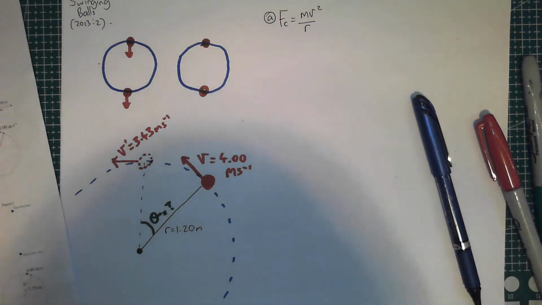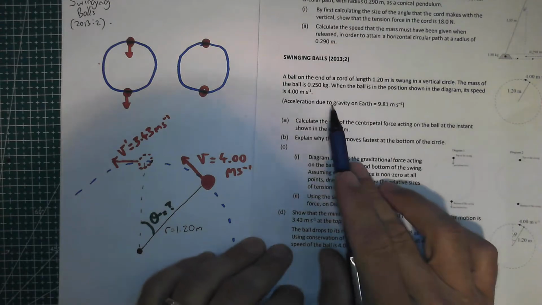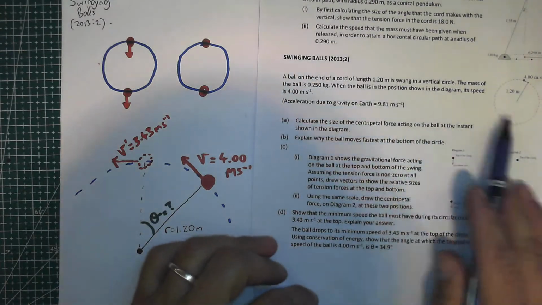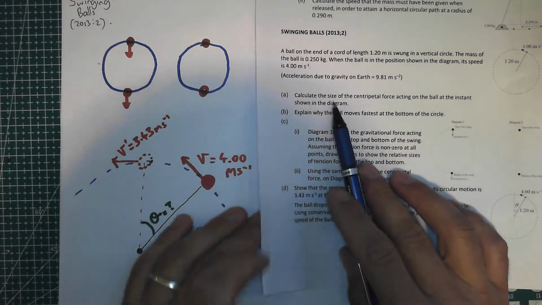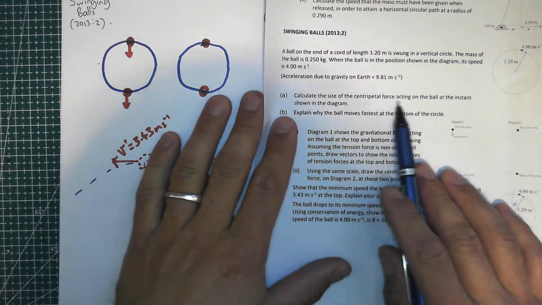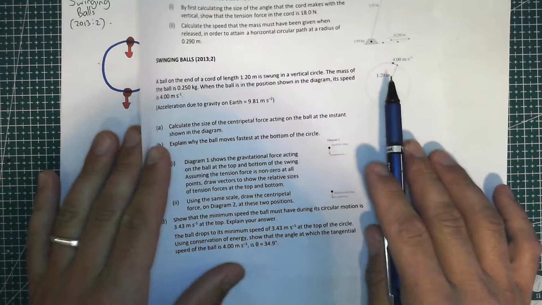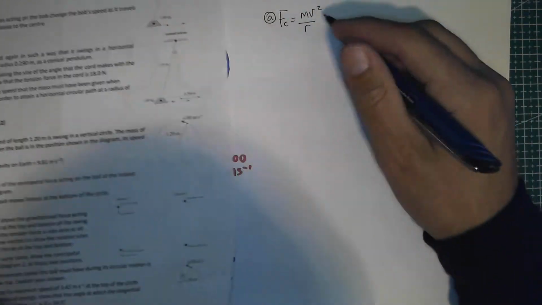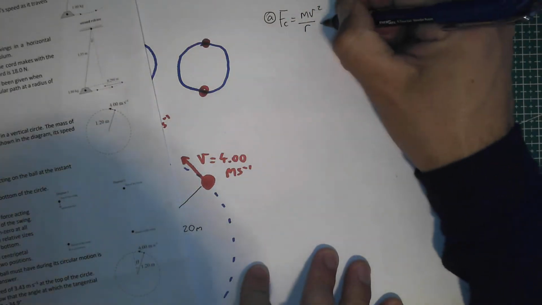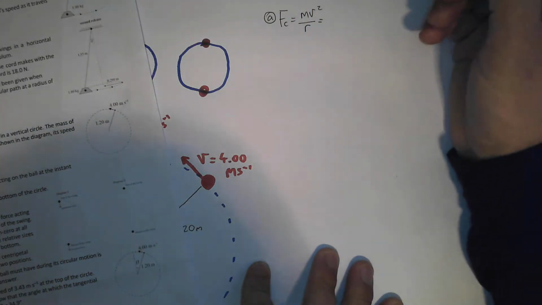Okay, this next question is swinging balls. So for this, basically someone's swinging a ball vertically, and we have to do some calculations. And the first one is calculate the size of the centripetal force acting on the ball at the instant shown in the diagram. So that's when it's in this position here, travelling at 4 meters per second. For that, we just use this equation here, this centripetal force equation, and we just substitute in the values.